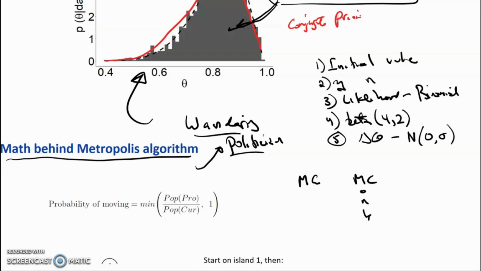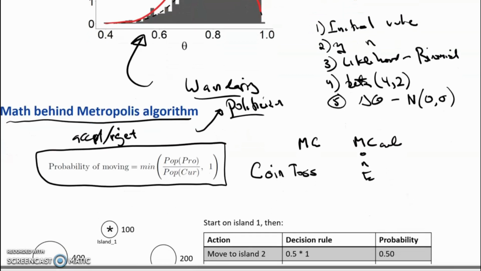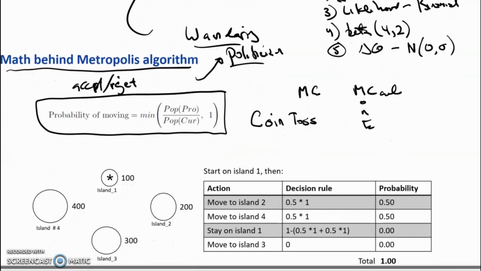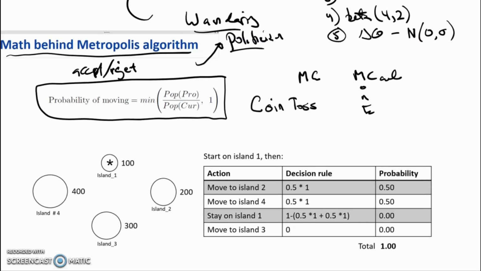So in terms of Monte Carlo, there's a couple things involved to bring about the randomness that's implicit in Monte Carlo. One is a coin toss to determine whether the politician looks left or right. And secondly, there is this accept-reject rule that determines whether the politician stays on the current island or moves to the proposed island. So what we can now do is consider some of the probabilities that confront the politician as the politician makes the decision whether or not to stay or to move.